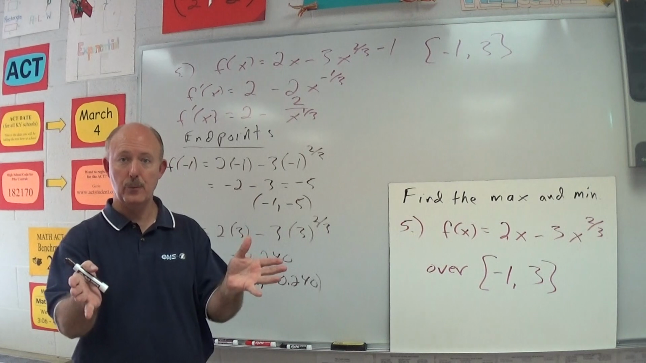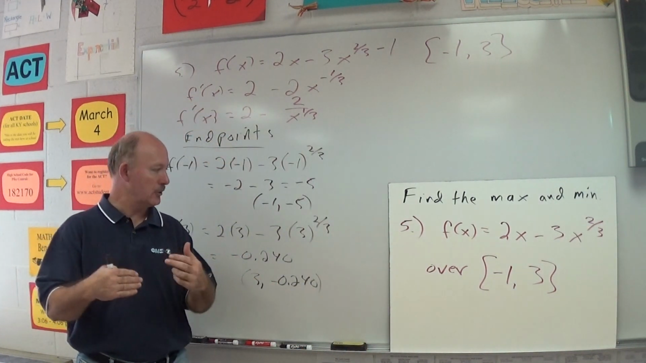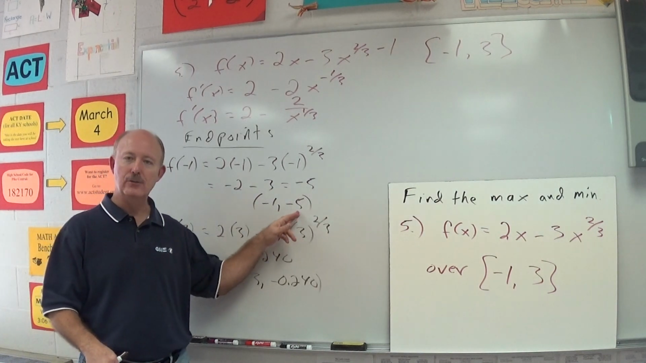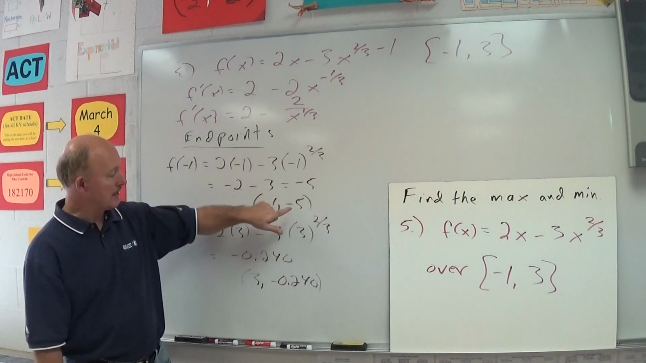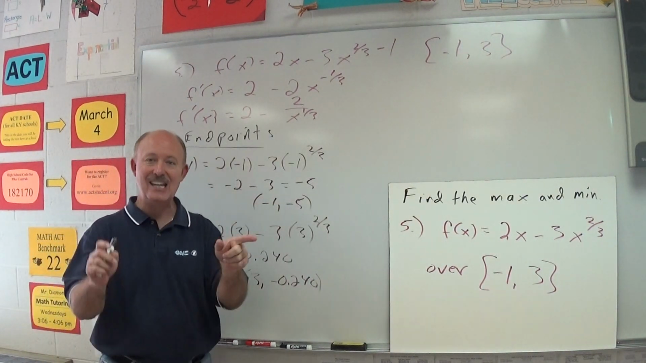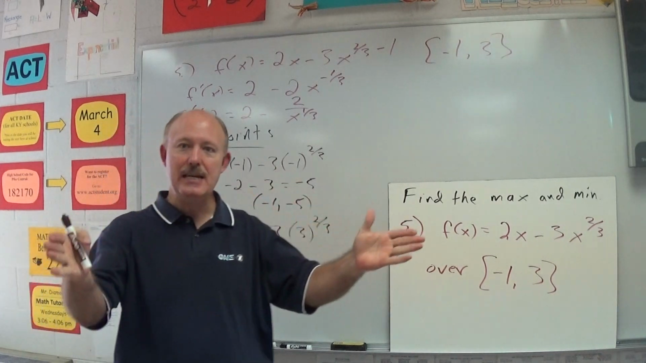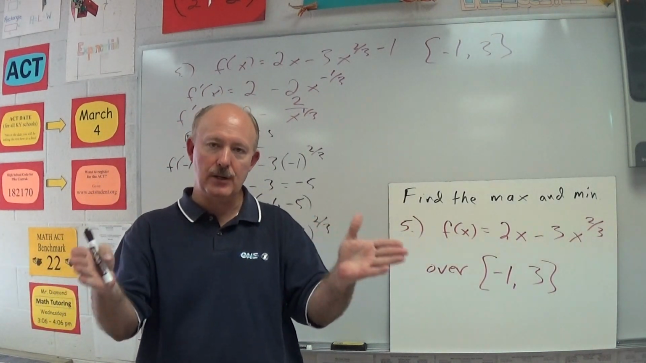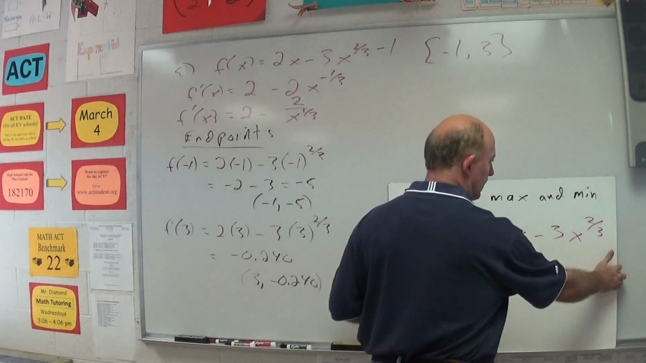Now once again, before we do the critical numbers, let's compare the y values of our two endpoints. One y value is at -5, the other one is at -0.2. So right now, -5 would be the minimum, -0.2 would be the maximum. Now we still have to check the interior of the graph. When you do the interior, we're looking for the critical points. So let me set this over to the side.